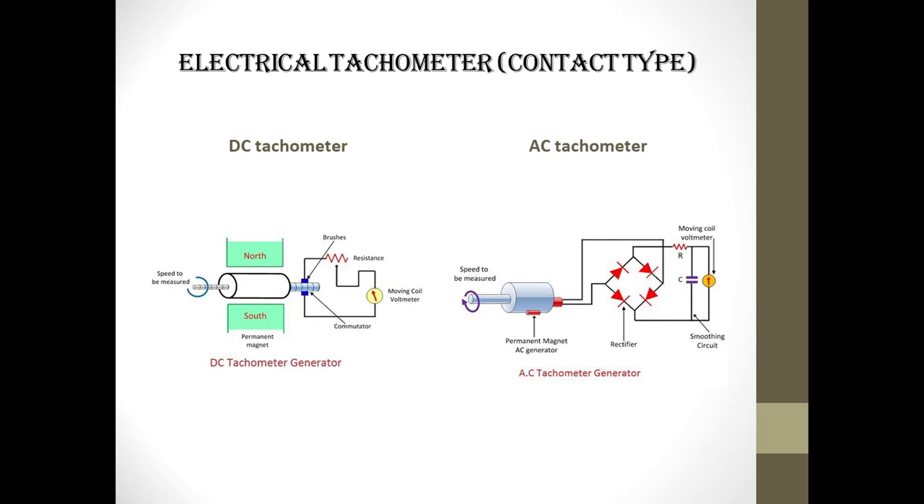Now there are certain advantages of DC tachometer generator. Number one, the direction of rotation is directly indicated by the polarity of the output voltage. Number two, the output voltage is typically 10 millivolt per RPM and can be measured with conventional type DC voltmeters.